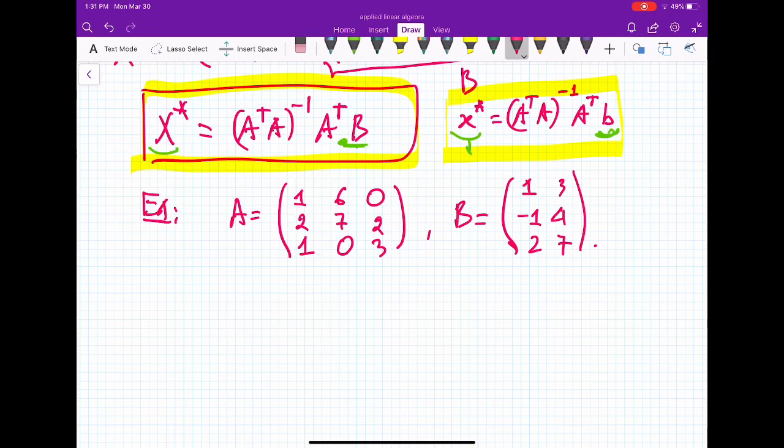You have A equal to the matrix with rows 1 6 0, 2 7 2, 1 0 3, and B is 13, -14, and 27. First, let's check that all columns of A are linearly independent, right?